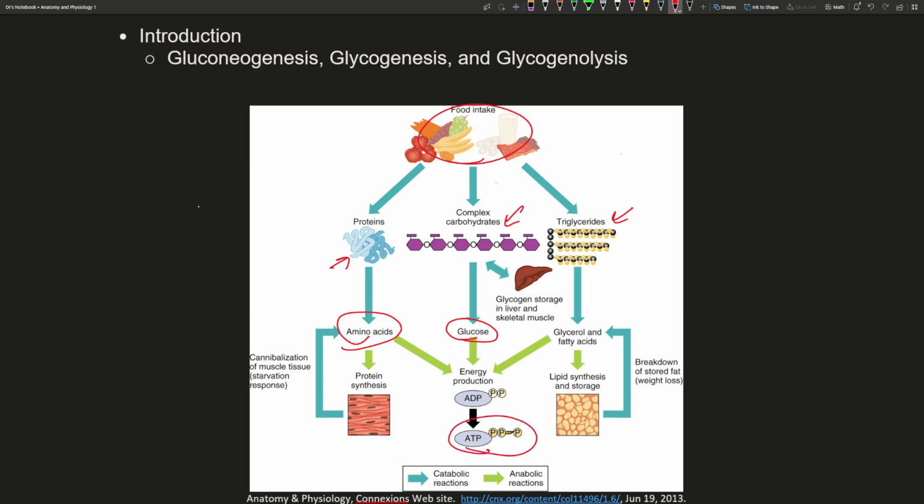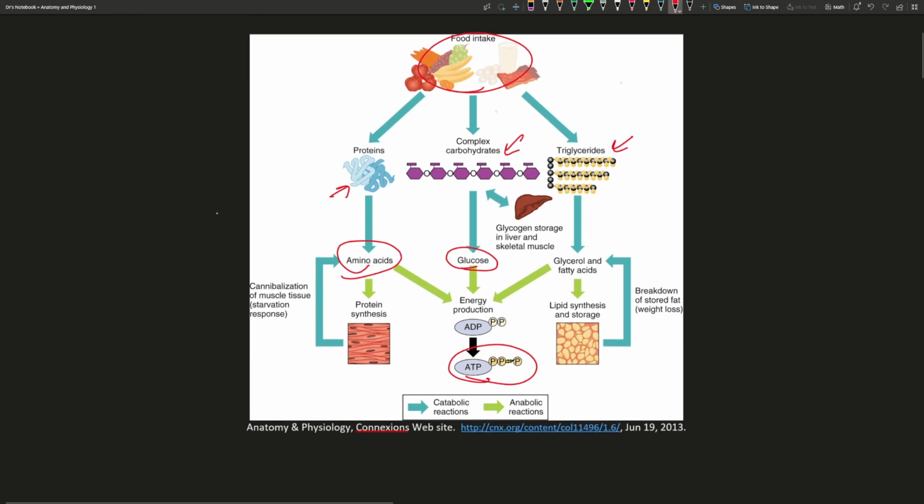Glucose is where you make ATP. You see all these arrows are feeding into glucose here for energy production in the form of ATP. That's the most important part, but of course you need to make proteins. You need to store lipids and fats. You want to store glucose as well so you can tap into it as an energy source.